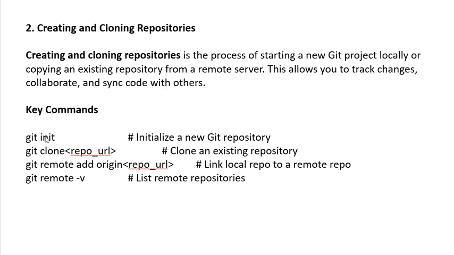The key commands: git init initializes a new Git repository. git clone <repo_url> clones an existing repository. git remote add origin <repository url> links the local repository to the remote repository, and git remote -v shows the list of remote repositories.